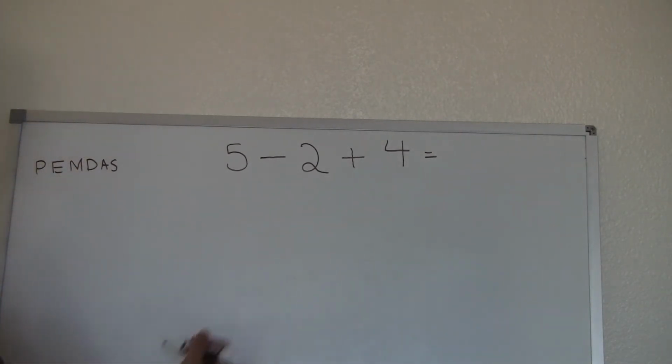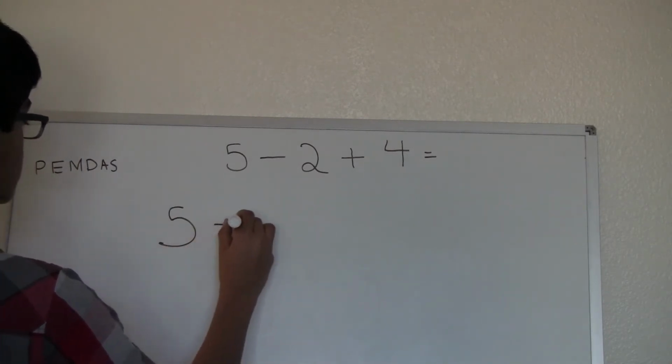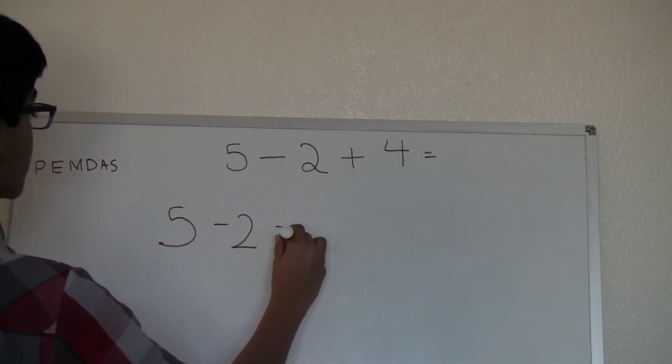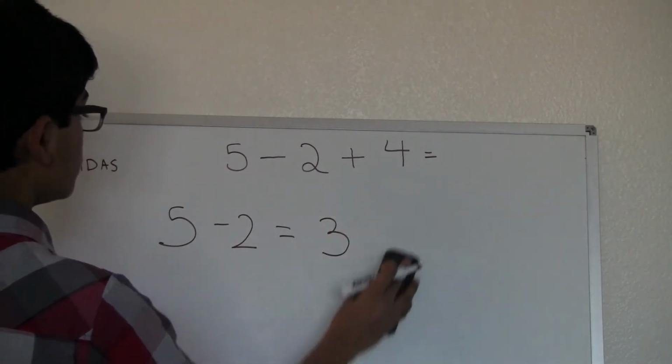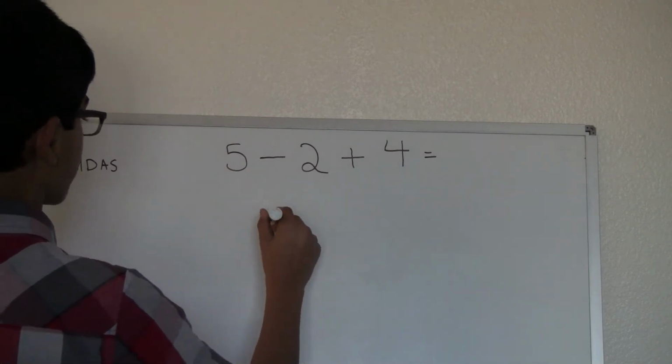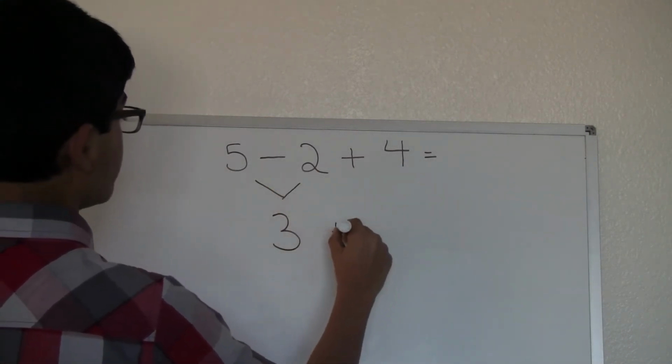So let's do that. Let's break it into two mini problems. Let's do 5 minus 2. 5 minus 2 is 3. Now we have 3 over here. Now let's take the 4.